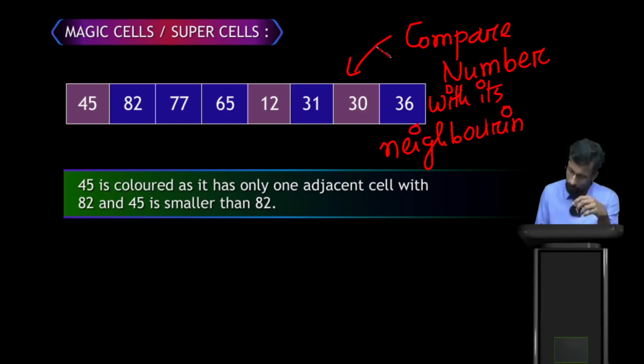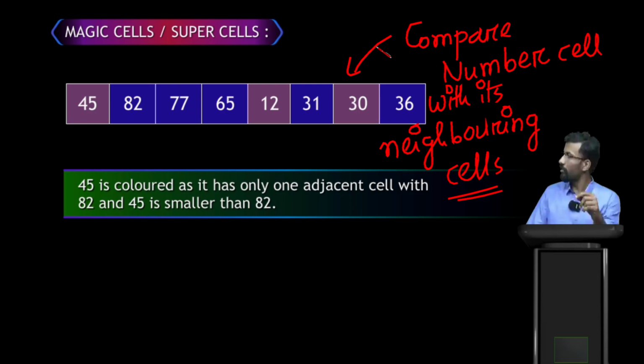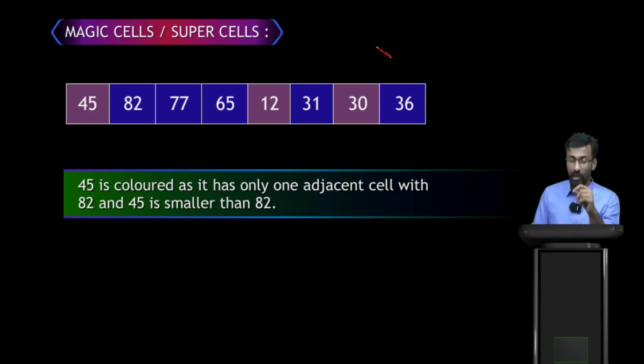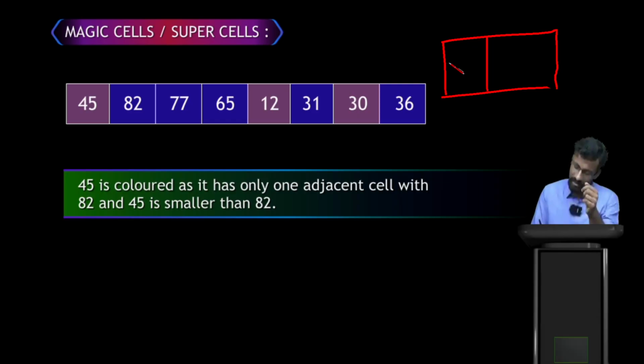With its neighboring cells. Okay, or you can say neighboring number cell. So compare a number cell with its neighboring cells like this, and whenever we get a smaller number, we color it. It's an easy example. Suppose we are taking here 10, here 9, and here I am taking 2.